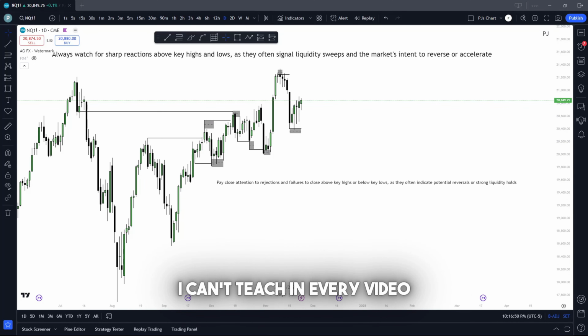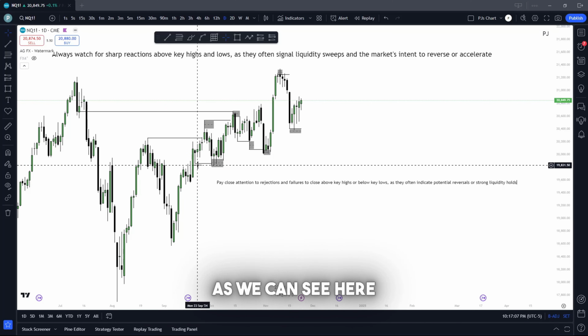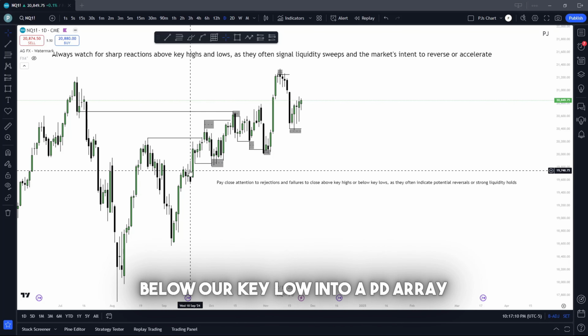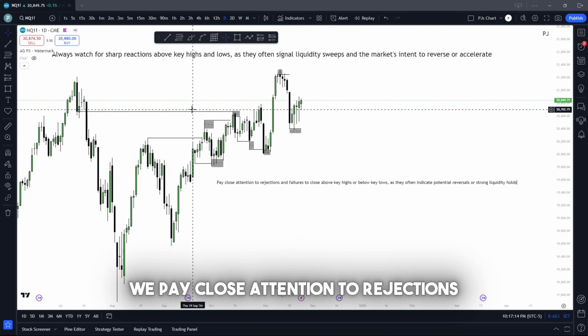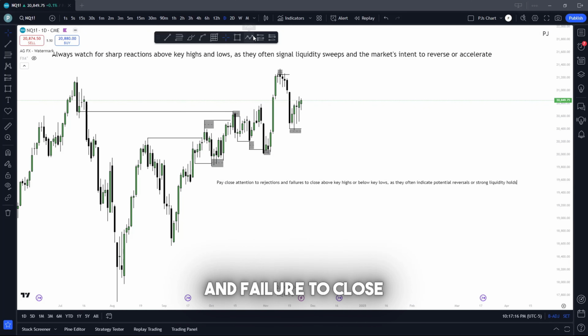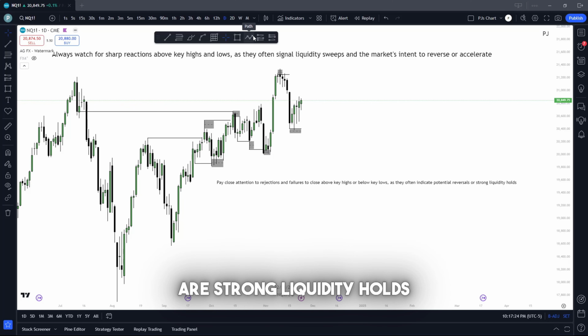I can't teach in every video what high or what low is a key high or low, but what I can do is tell you to always watch for sharp reactions above these key highs or lows, as they often signal liquidity sweeps and the market's intent to reverse or accelerate. As we can see here, below our key low into a PD array and above our key high into a PD array. We pay close attention to rejections and failure to close above or below key highs or lows, as they often indicate potential reversals or strong liquidity holds.